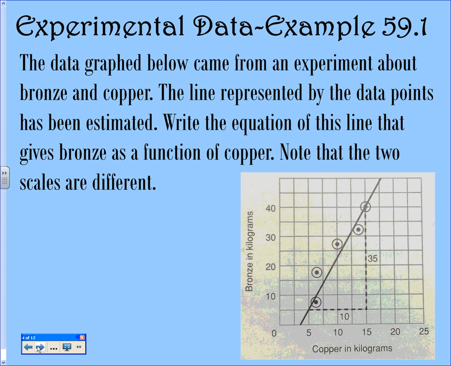So looking at an example dealing with experimental data. No, do not write all of this. The data graph below came from an experiment about bronze and copper. The line represented by the data points has been estimated, and they're going to tell you that in every problem, that that's an estimated line. What you need to do is write the equation of this line that gives bronze as a function of copper.